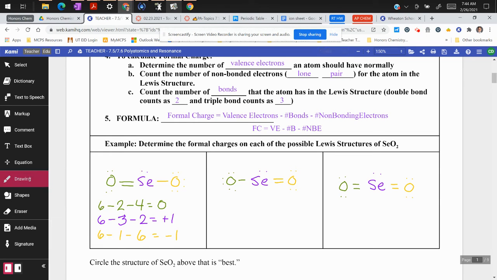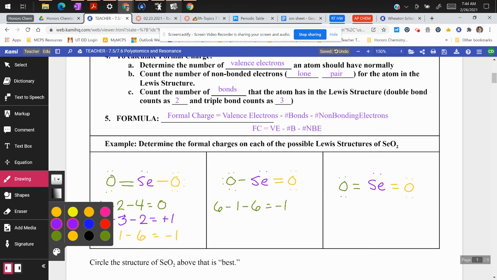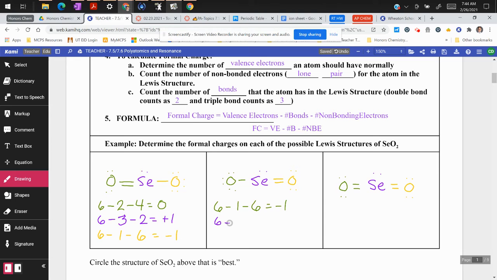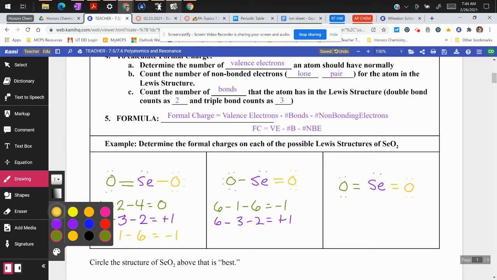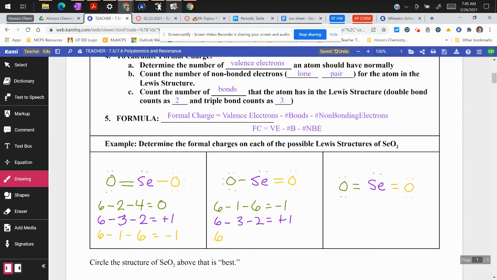Let's do the calculation for the remaining atoms. 6 minus 1 minus 6. Interesting, this time the oxygen on the left has the minus 1 charge. 6 minus 3 minus 2. Selenium has stayed the same. And then for the final one, 6 minus 2 minus 4. Interesting. So it looks like because the double bond and the single bond switch places in this structure, the formal charges also switch places between the oxygens.